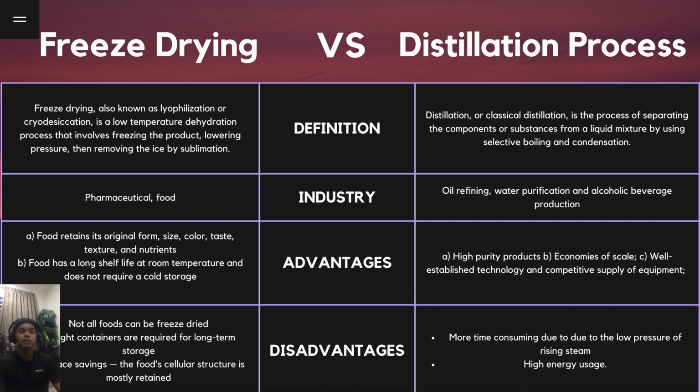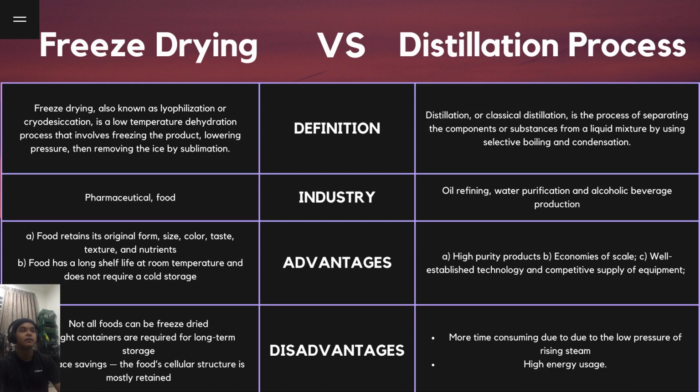For the distillation process, distillation or classical distillation is the process of separating components or substances from a liquid mixture by using selective boiling and condensation. The industries that apply this concept for freeze drying are the pharmaceutical industry and food industry. For the distillation process, it is oil refining, water purification, and alcoholic beverage production.